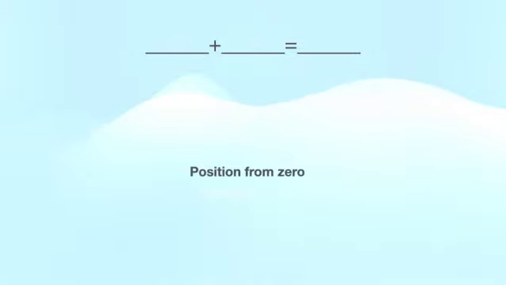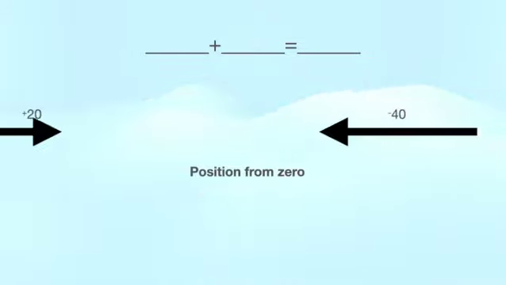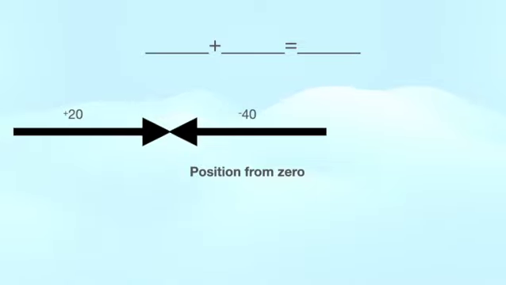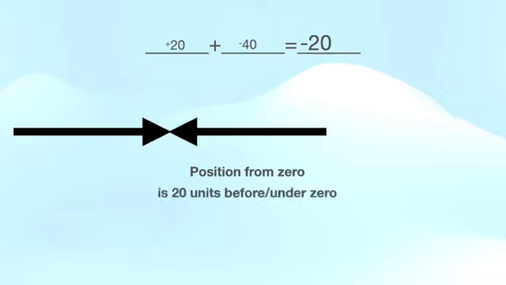Well, here's another one. In this one, we have a force of positive 20 and an opposing force of negative 40. You add those together, you end up with a negative 20, meaning that your new position is going to be 20 units before or under zero.